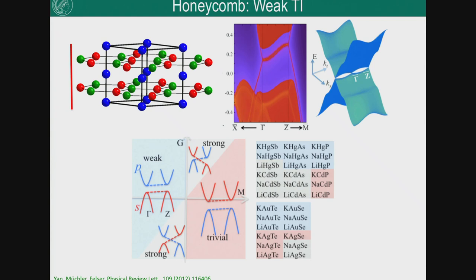So you can find here trivial insulators, strong topological insulators with tiny gap because of the double inversion at the gamma and the Z or A point, and you can have weak topological insulators.